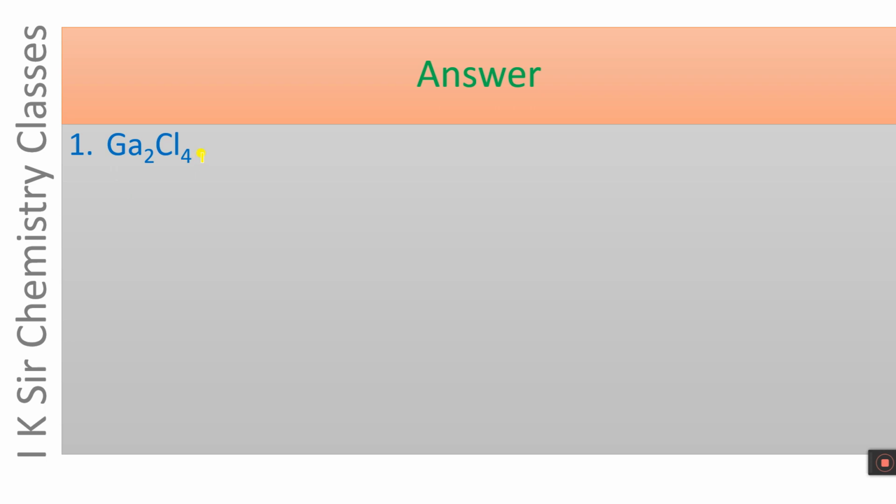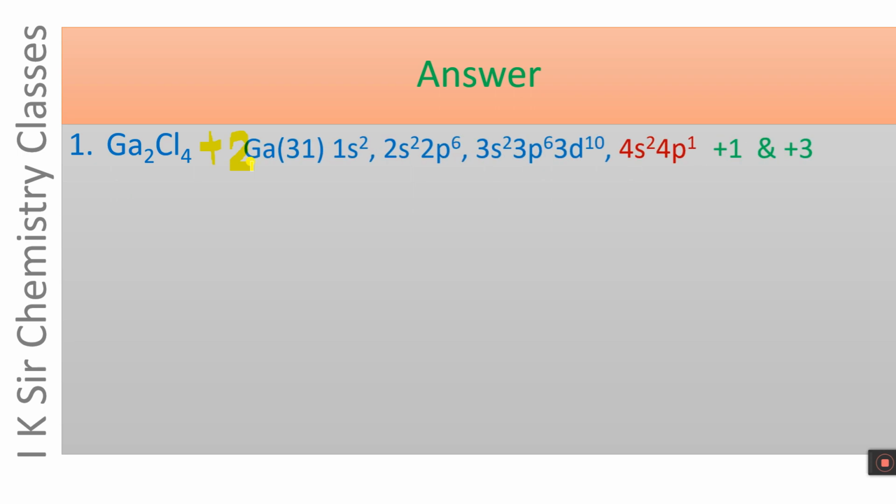Ga2Cl4. On normal calculation, we get the oxidation state of gallium equal to +2, but it is not correct. Gallium is a p block element belonging to group 13. It has 3 valence electrons, and according to the inert pair effect, its oxidation state can be +1 or +3, and it can never be +2. Therefore, +2 is the wrong oxidation number of gallium in Ga2Cl4.